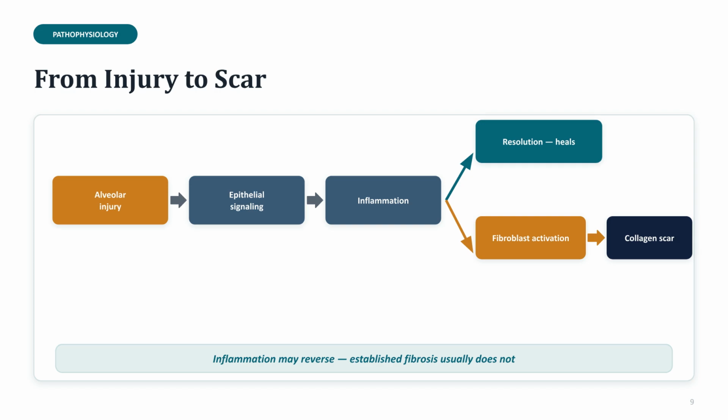Let us build the mechanism. Follow the pathway. Something injures the alveolar lining cells. An inhaled antigen, a drug, an autoimmune attack, or an unknown trigger. The damaged epithelium releases signals that recruit inflammatory cells. In some diseases, the process stops at inflammation and can heal. But when the signaling turns on fibroblasts, they lay down collagen. The scaffold thickens into scar. Notice the fork. Inflammation may reverse. Established fibrosis usually does not. That fork decides the treatment.